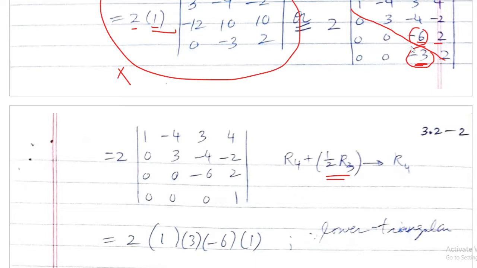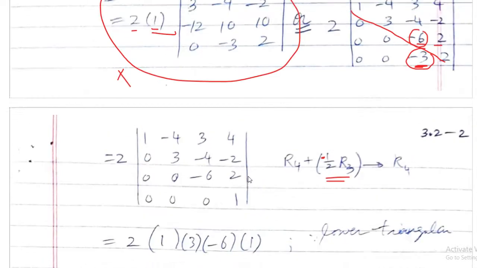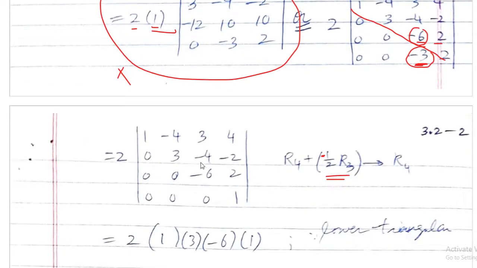So if you multiply this by -1/2 and add into R4, this is -1/2. So -1/2 times 6 becomes 3. 3 minus 3 is 0. -1/2 into 2 becomes -1. -1 plus 2 is 1. So after doing one more operation, I got to this one.